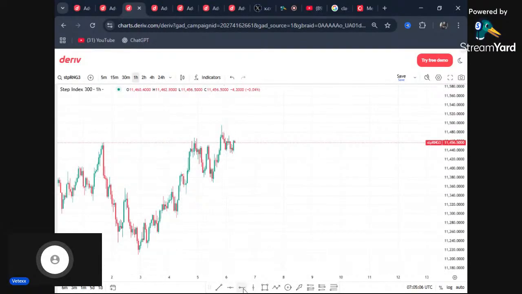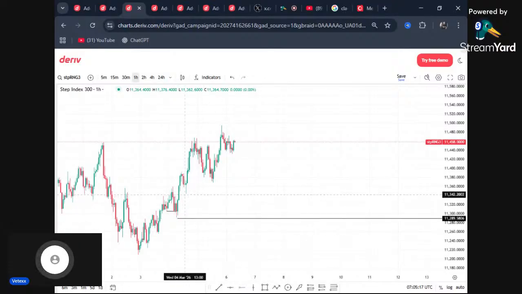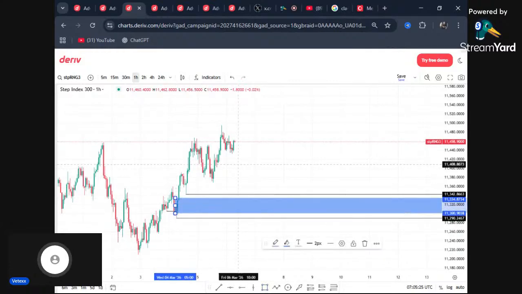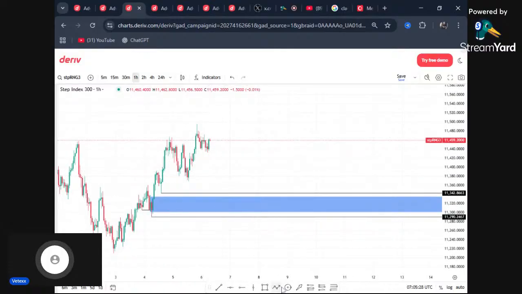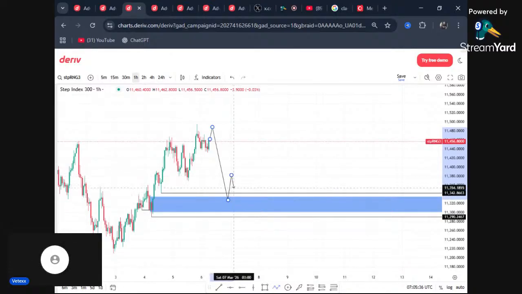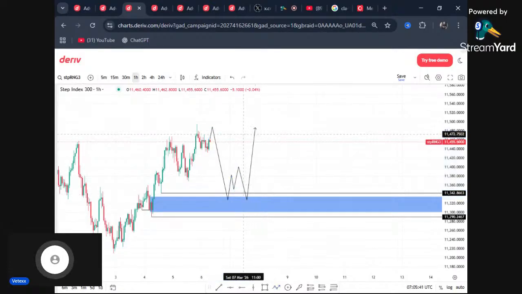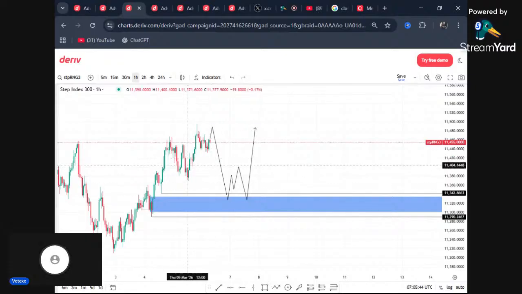So clearly you see we have a sweep of liquidity, which is right here, and then we have a total low, which is right here, and then we have structural liquidity. So this is our point of interest. So what do you anticipate? You anticipate price to come into this zone, give us our continuation setup, and then buy to the upside. So this is what we're anticipating on step 300.